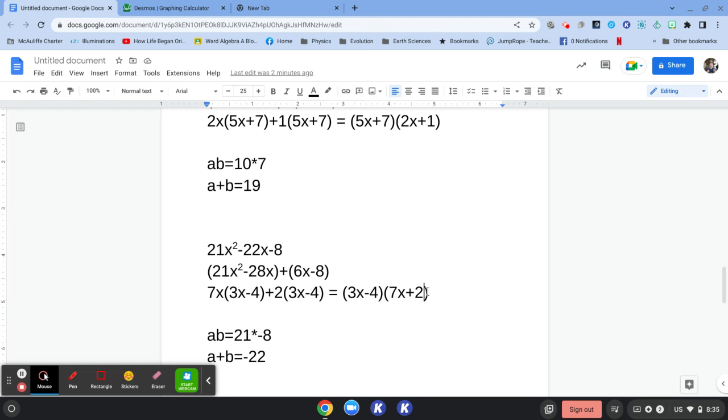So the last thing we want to do is just check and see if it worked. 3x times 7x is 21x squared. Negative 4 times 2 is negative 8. And then we put together our inside and outside products. 3x times 2 is 6x. Cool, that was one of the pieces that we split it up into. And negative 4 times 7x is negative 28x. And negative 28x and 6x do add up to negative 22x. So we have our factors.